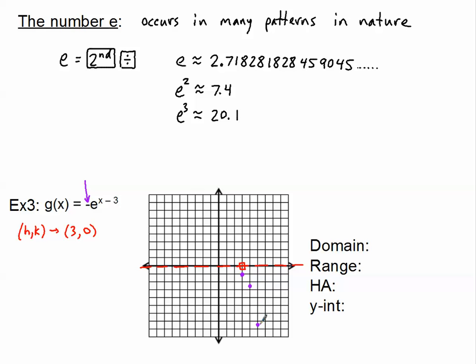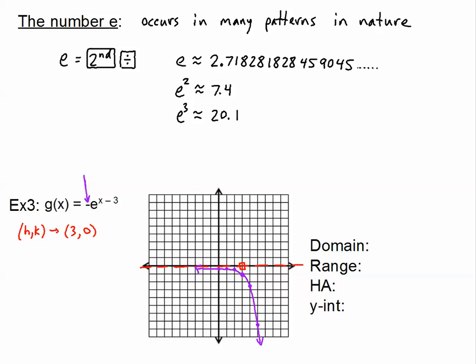Cool. Now our cheat points would be down 1 over e, whatever that is, and down 1 over e squared, and down 1 over e cubed, so on and so forth. So the points are getting closer and closer and closer to the horizontal asymptote, and there is our function. Flips upside down because it's a negative function right there.